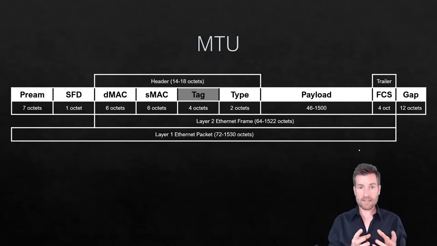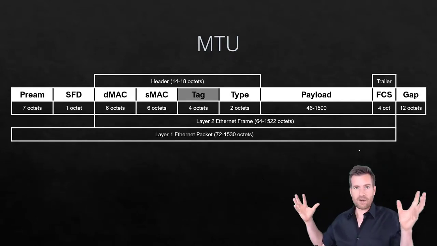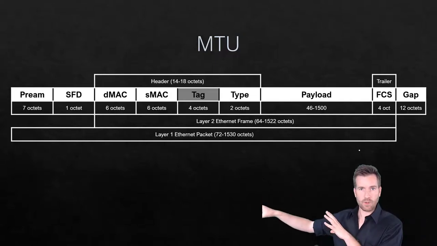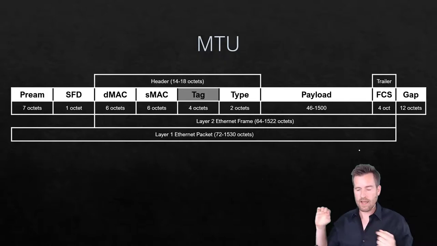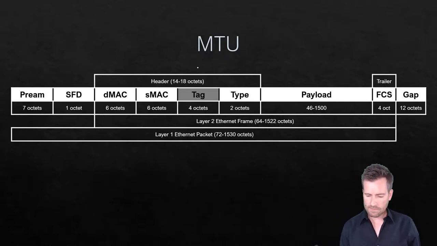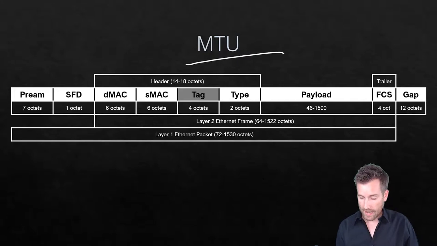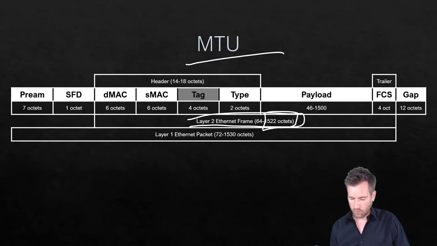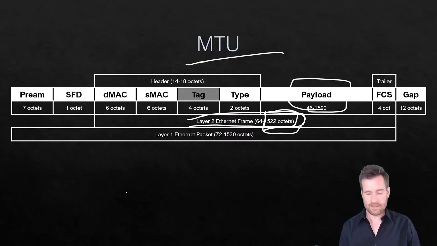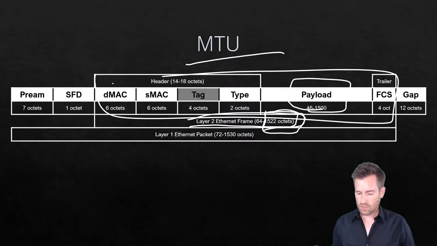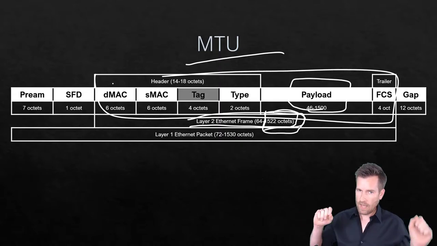Now, one of the problems is if a device were allowed to send any size of frame that it wanted to, it could overwhelm the hardware on the other side. So we have to set some sort of limits. That's what an MTU is for. MTU is the maximum transmission unit. Within a layer 2 Ethernet frame, the maximum transmission unit by default is 1,522 octets. This allows for a payload total of 1,500. Of course, we have the 22 extra octets because of what comes in the header and trailer. So that is the maximum transmission unit, how big a frame can be as it gets sent out.